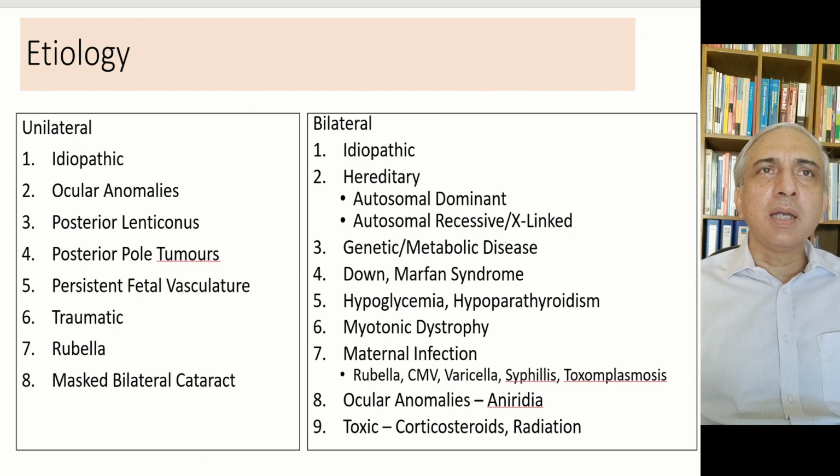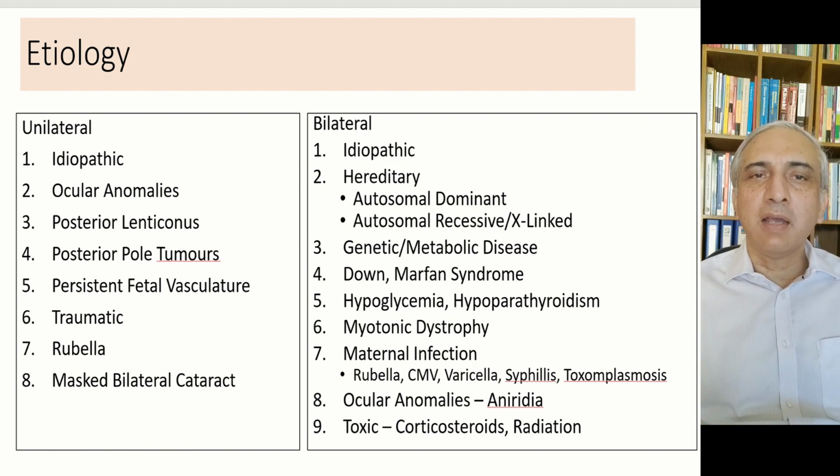Then you can also get them in both eyes. If you have them in both eyes, idiopathic still remains number one on the list. Hereditary can be autosomal dominant, autosomal recessive, and X-linked. So it's very important: for children who present with bilateral cataract, you need to ask from the history, did your siblings or any other child have cataract or not? Genetic metabolic diseases, which we have gone through in the classification as well, are very important. Then you have chromosomal abnormalities, which include trisomy, including Down syndrome.